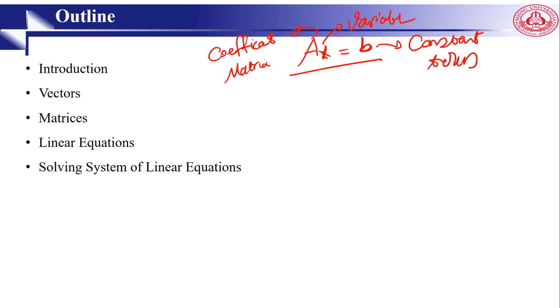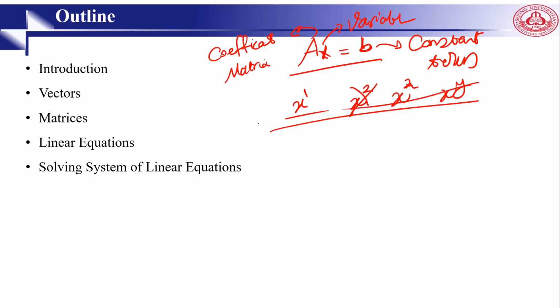These equations work together to describe a relationship between the variables, right? That's why we call it linear algebra. Algebra means relationship. Each equation in the system represents a linear relationship, which means the highest power is 1. We don't have x squared, we don't have x to the n, we don't have x to the power of y.